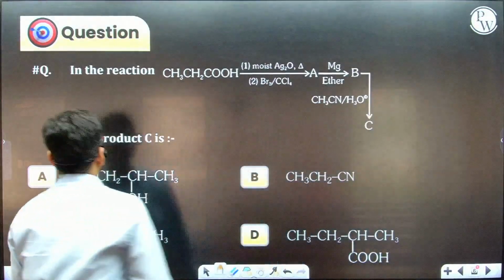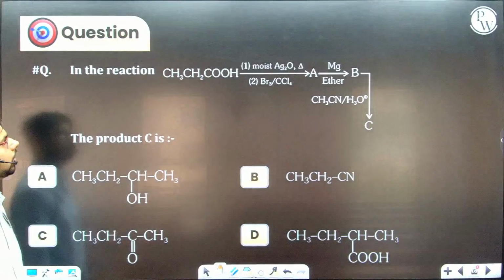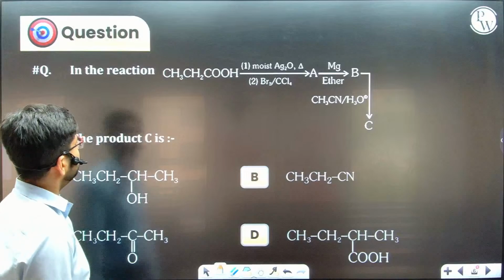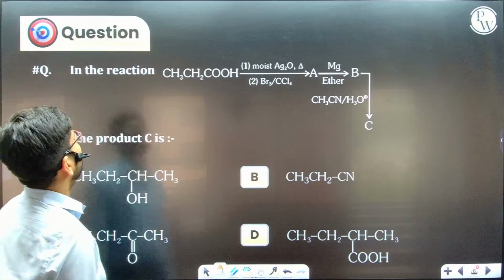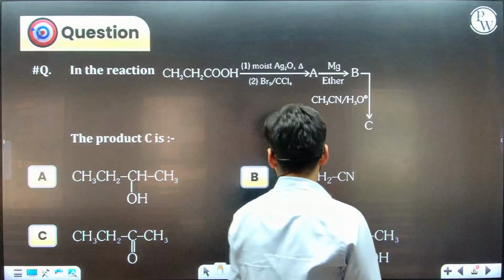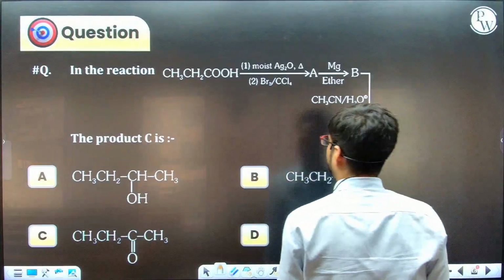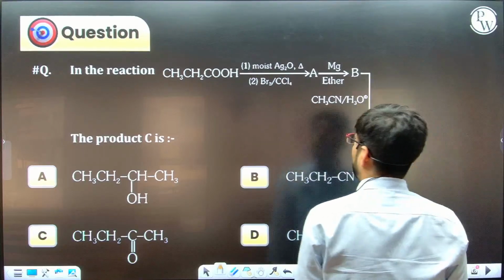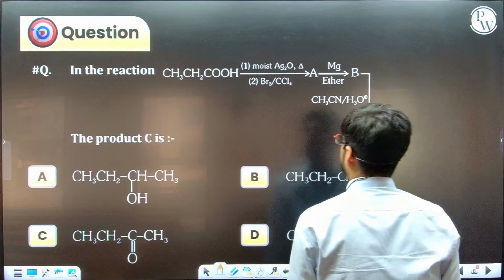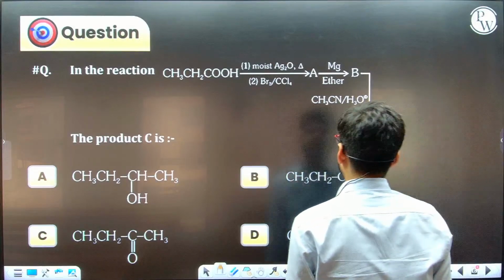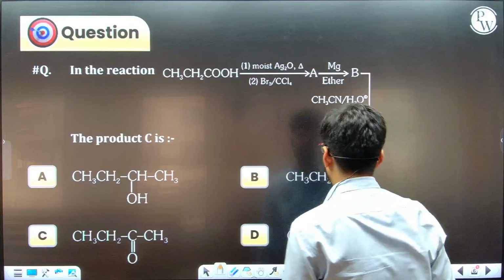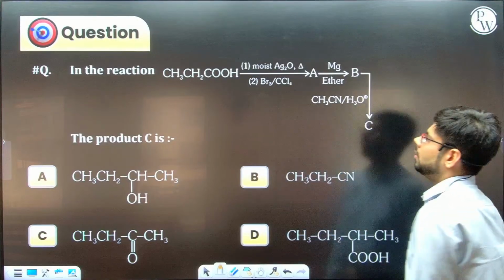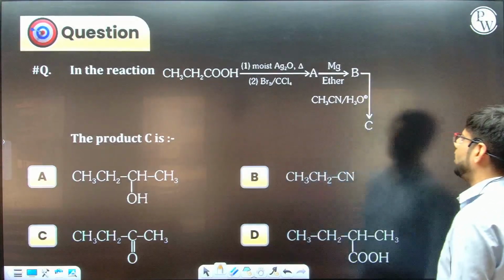Next. In the reaction, let's see now. CH3CH2COOH is a carboxylic acid, and it is treated with moist Ag2O and heated. After that, it is treated with bromine in CCl4 and then Mg in ether, and then followed by further reaction with CH3CN. Now, notice carefully, they have asked us to identify product C.